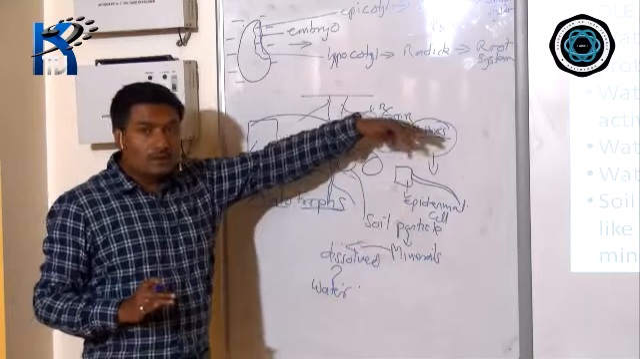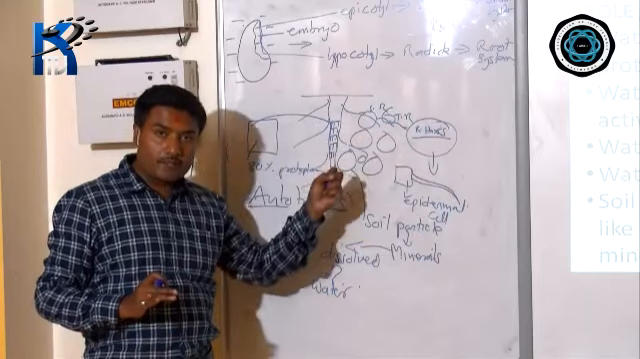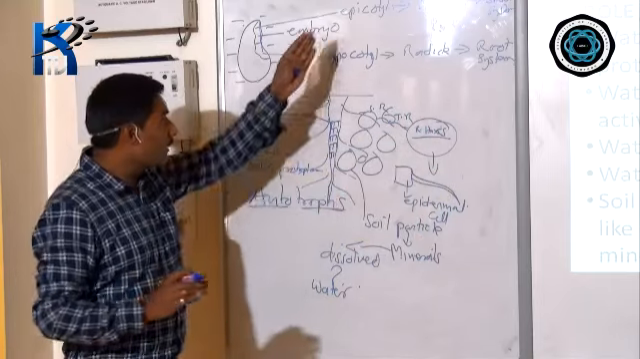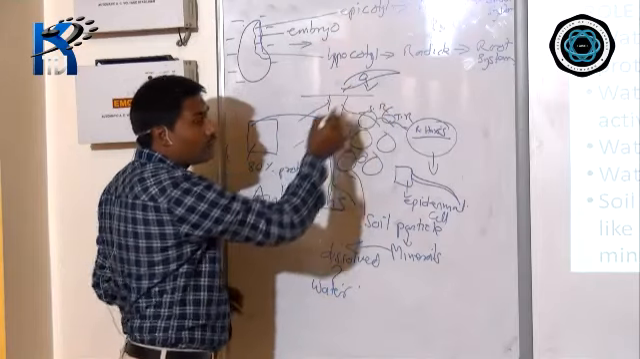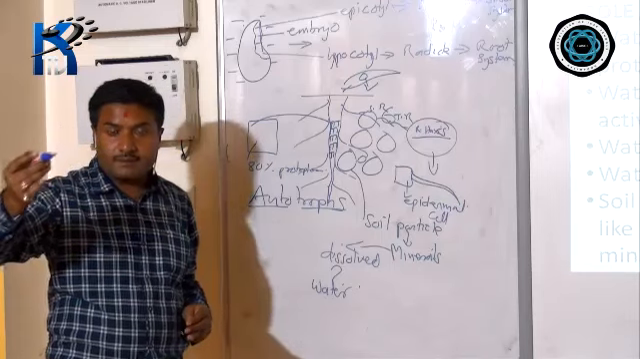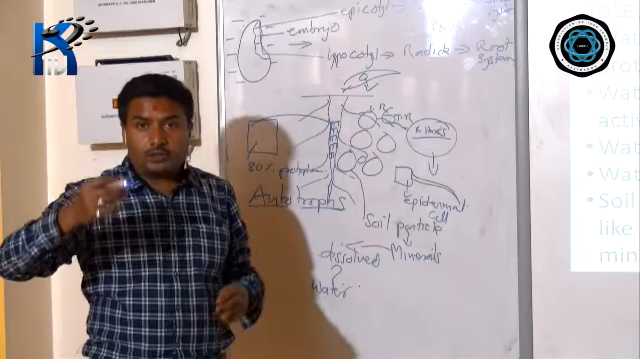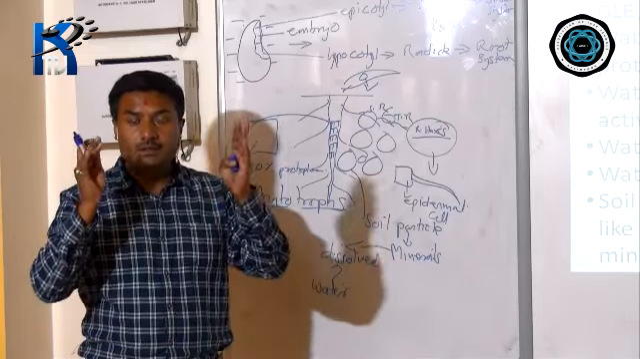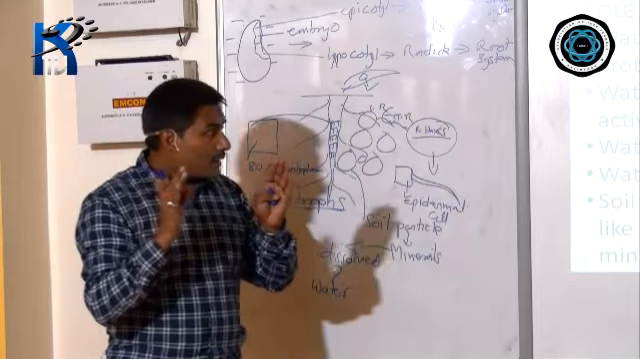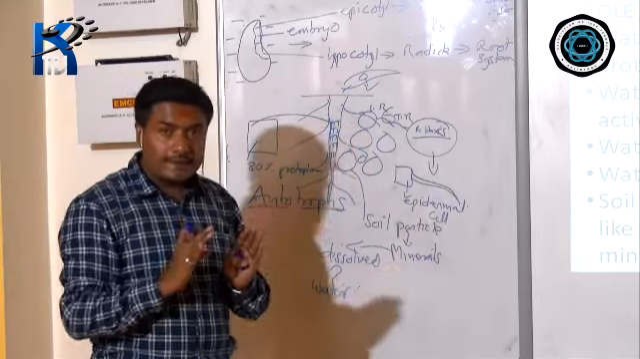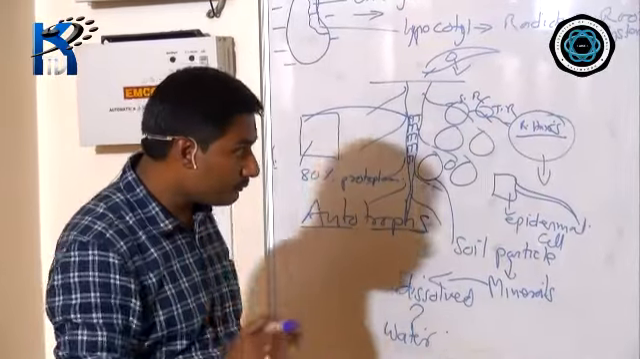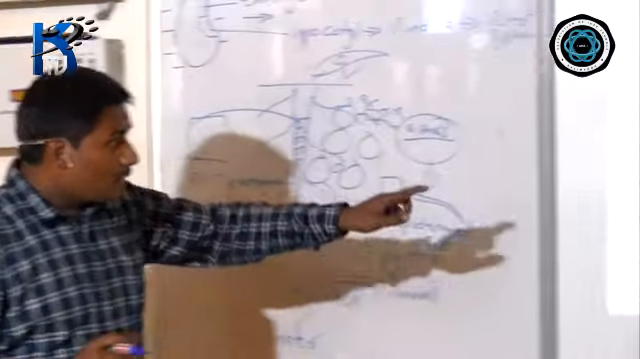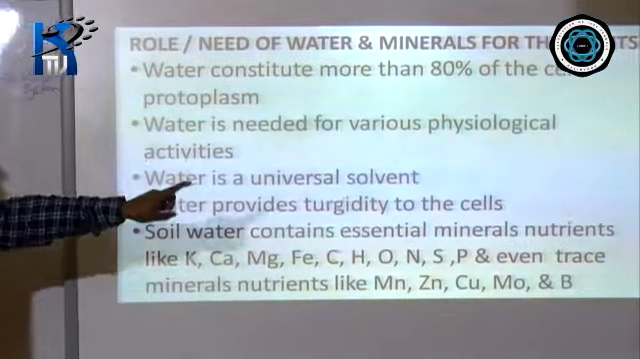Due to that, the root hairs absorb it and transport it to the leaves. In the leaves, photosynthetic activity takes place, and due to that the plant produces food. So here you see water is acting as a universal solvent. Next one, water provides turgidity to the cell.